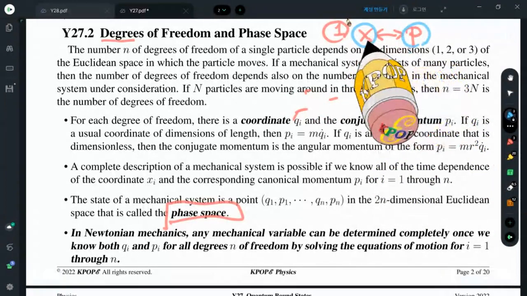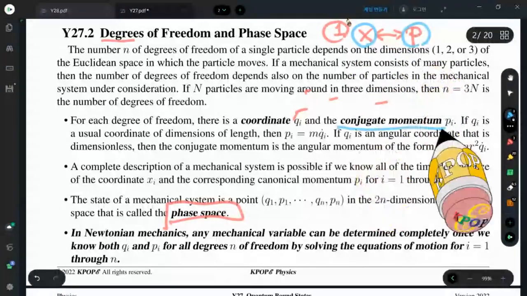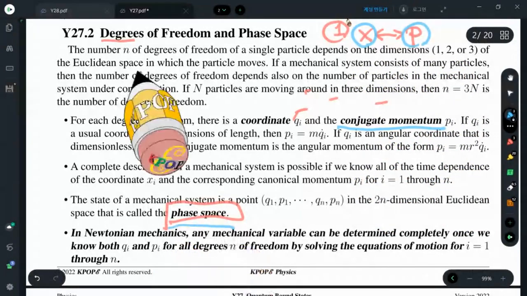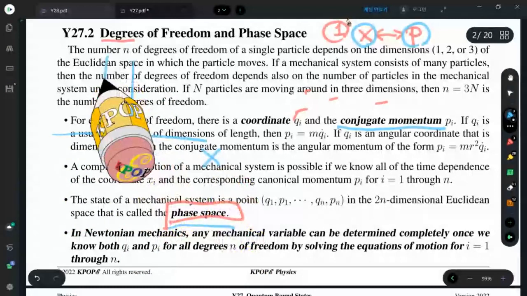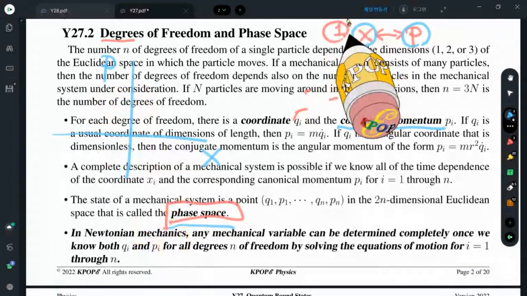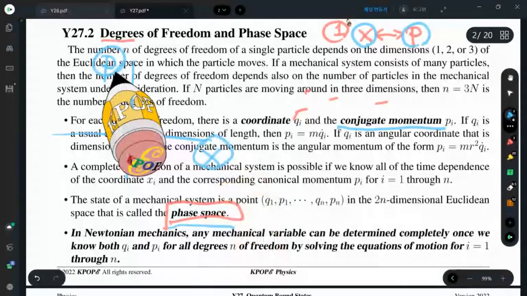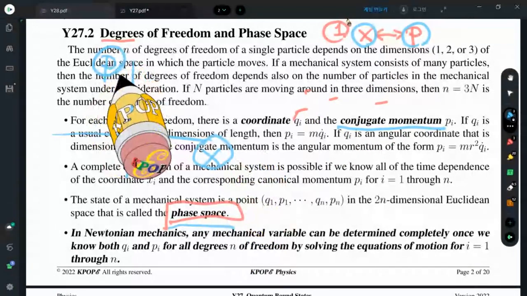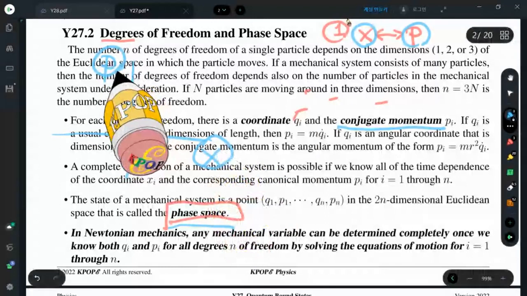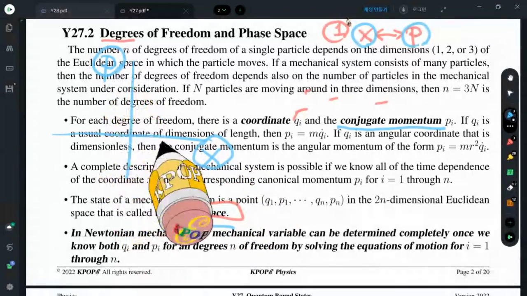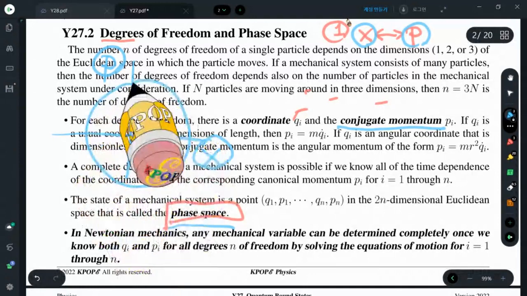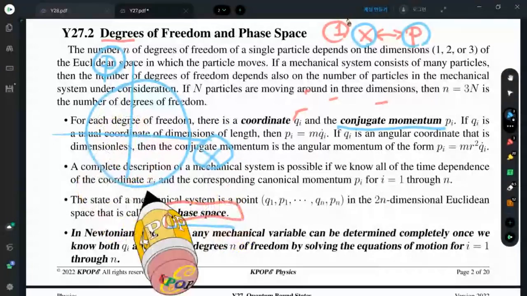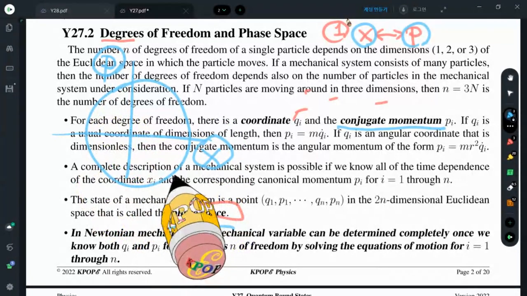In classical mechanics, this coordinate and conjugate momentum p construct what? Phase space. And the phase space of this single particle involves 2 degrees of freedom. One degree of freedom comes from the coordinate. The other degree of freedom comes from its conjugate momentum. And if you know both of them exactly, then we know the classical path. The circle is a phase space diagram of a harmonic oscillator.